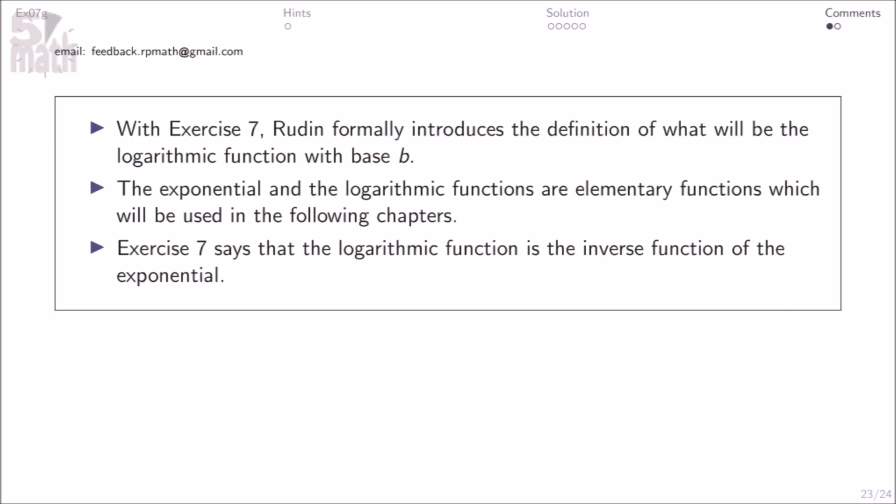With exercise 7, Rudin formally introduces the definition of what will be the logarithmic function with base b. The exponential and logarithmic functions are elementary functions which will be used in the following chapters. Exercise 7 says that the logarithmic function is the inverse function of the exponential.